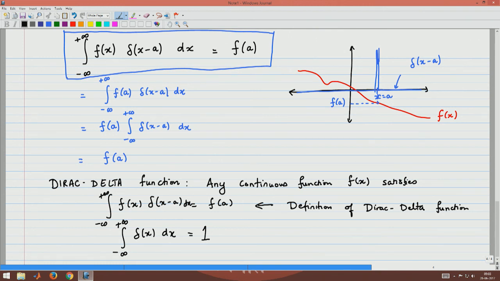under the integral. Okay. So I will conclude this lecture here. Okay. In the next lecture we will look at other special functions.